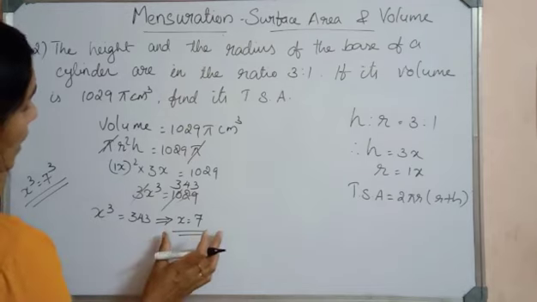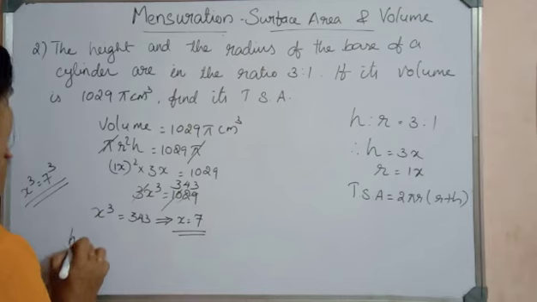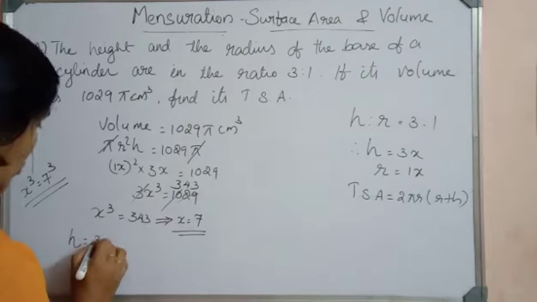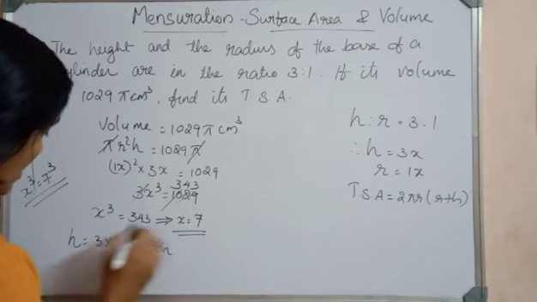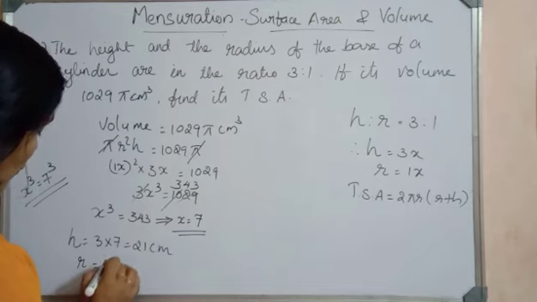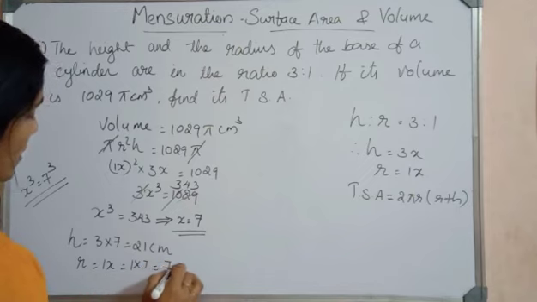Once you get the value of x is equal to 7, let's find the height as well as the radius. h is equal to 3x, 3 into 7, that is equal to 21 centimeters, and the radius r is equal to 1x, that is same as 1 into 7, it's equal to 7 centimeters.